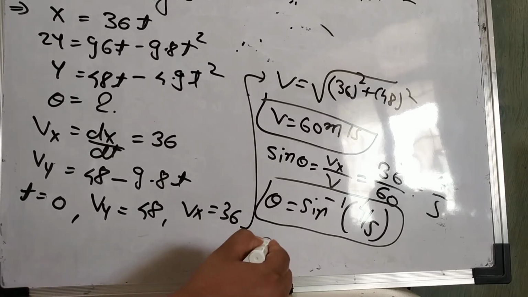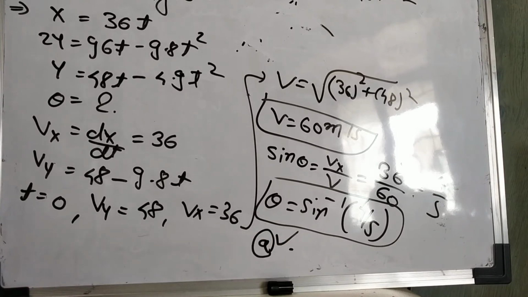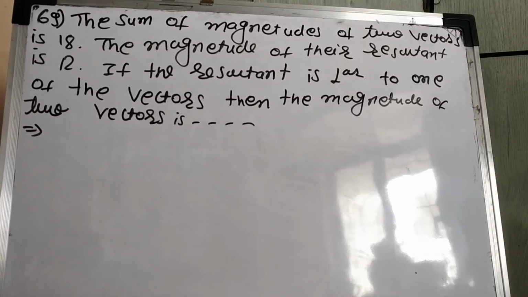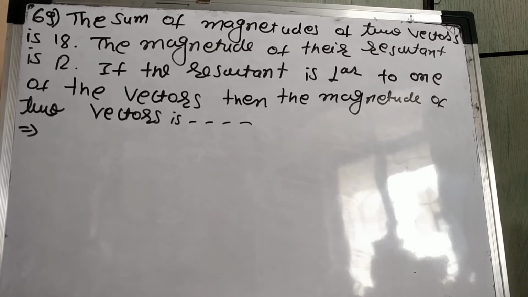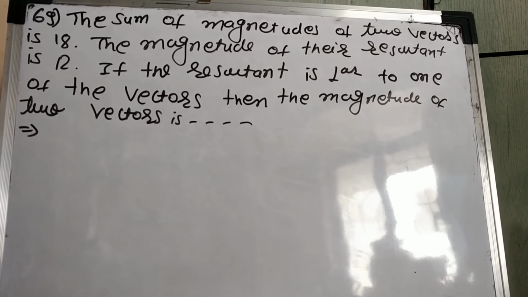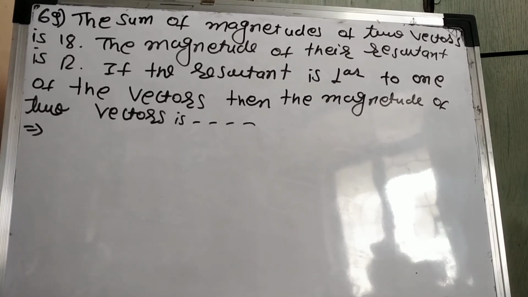Okay. For question number 67. Okay, take the next question. Question number 69. This is the last question from this unit, Description of motion in 2 and 3 dimension. The sum of magnitudes of two vectors is 18. The magnitude of their resultant is 12. If the resultant is perpendicular to one of the vectors, then the magnitude of the two vectors is.